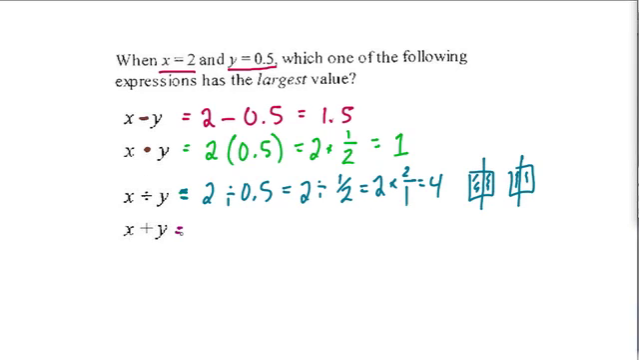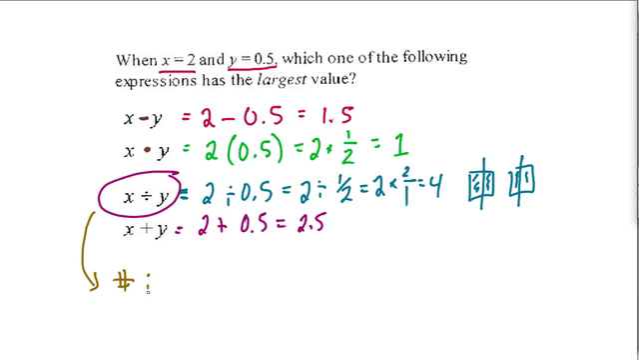And last, we have x plus y. So 2 plus 0.5, and that equals 2.5. So this is the answer right here, x divided by y, and you might have predicted that. Why? Because here we're dividing by a fraction. Anytime you take a number and you divide by a fraction, what happens? Well, the number gets larger as long as it's a proper fraction, right?